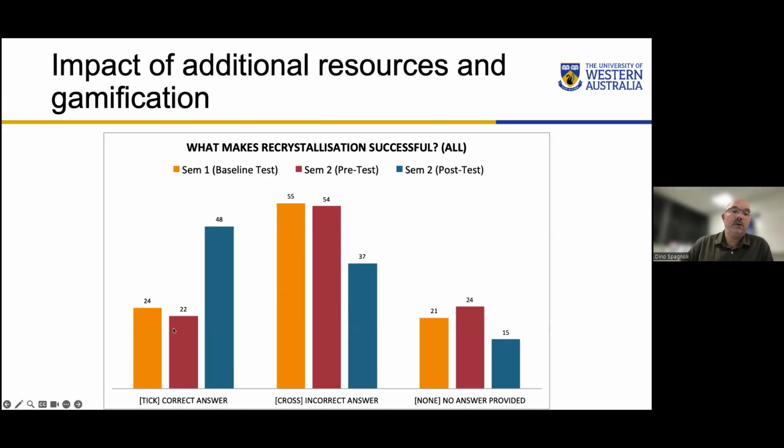And so you can see here the orange bars are the baseline that I showed you before. You can see at the start of semester 2, there's pretty much the same knowledge as students had from when they completed the lab course from semester 1. But you see, because of the interventions that we put in, we see a drastic increase in students that gave a correct answer for what makes a recrystallization successful. So we felt that that was a win.